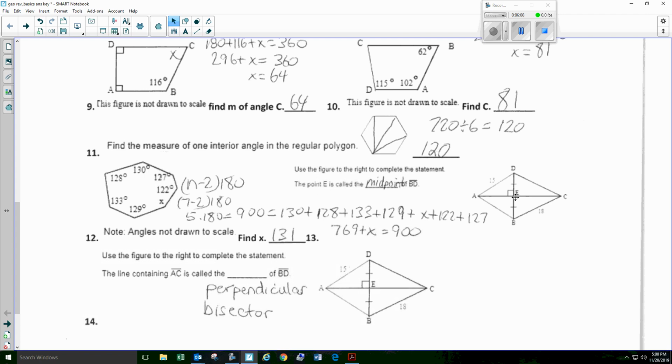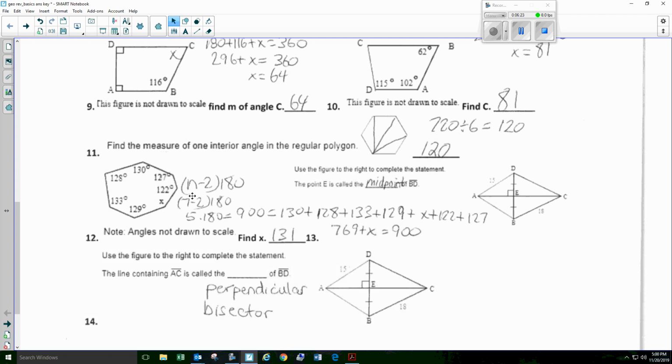Point E right here is called the what of segment BD? It's called the midpoint. It's the middle point on segment BD. We know that because these hash marks tell me that they're congruent. So this is the midpoint.